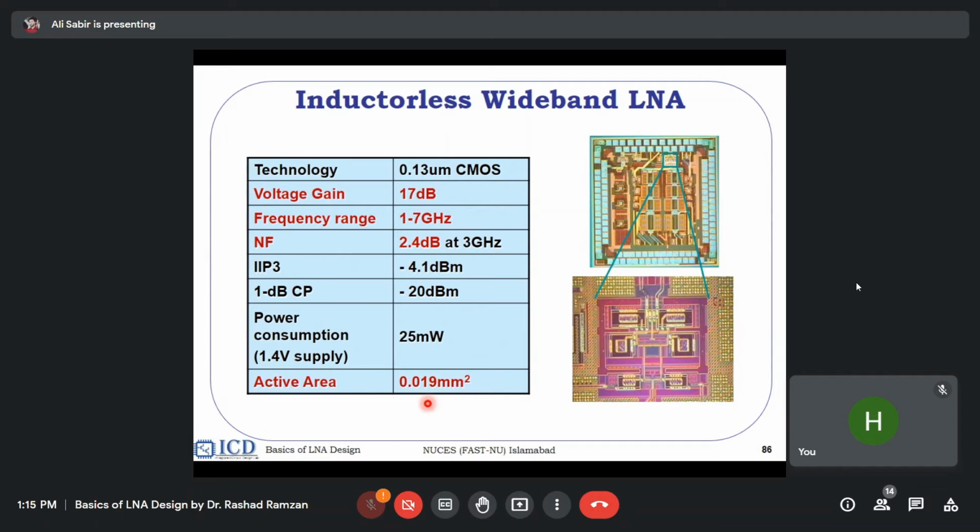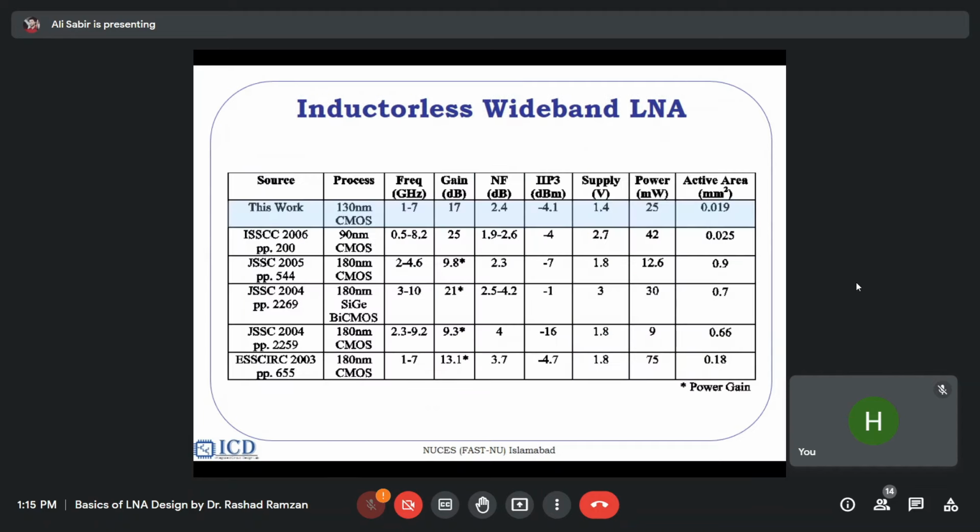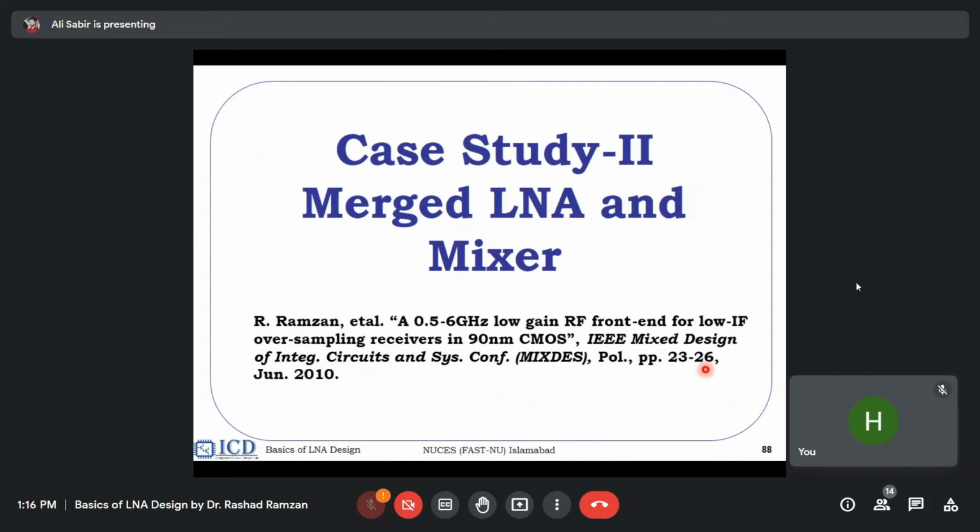So this is our comparative results. When it was published in 2007, this was the smallest reported LNA in the world, having a reasonable noise figure, power consumption, and gain. After that, much better LNAs have been published which also refer to this work. So this was the first case study, and the second case study I will pass through quickly because we are closing in on the last 10 minutes of the seminar.